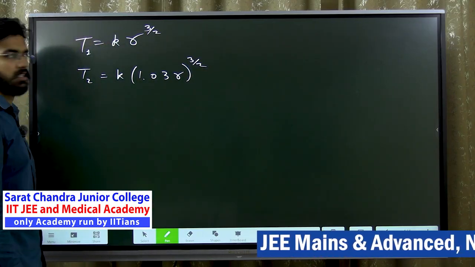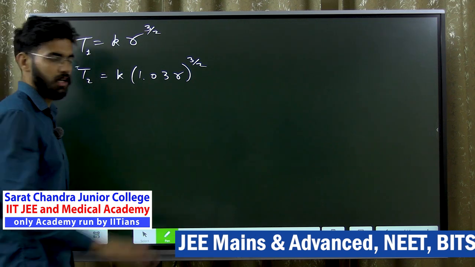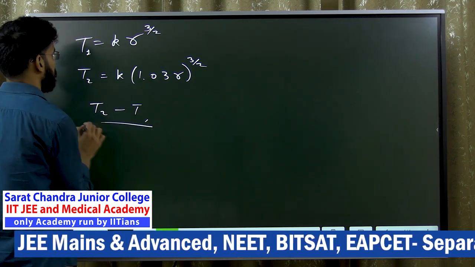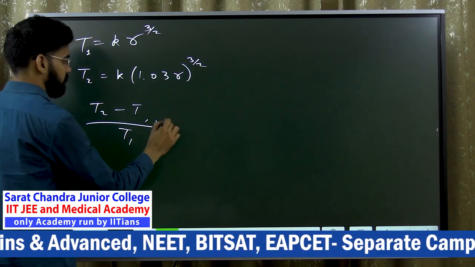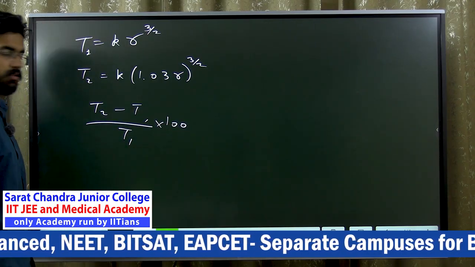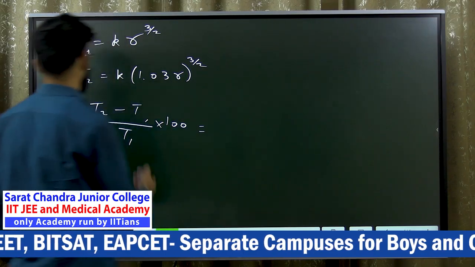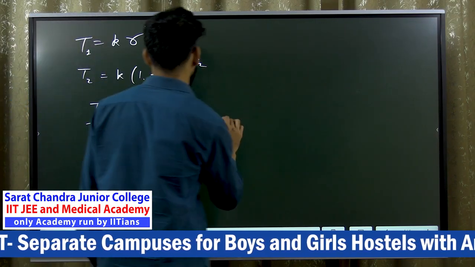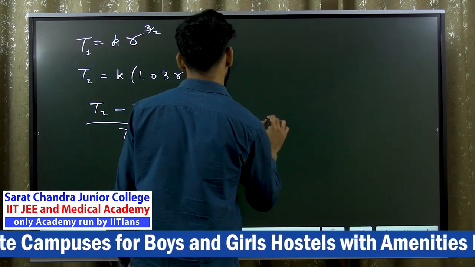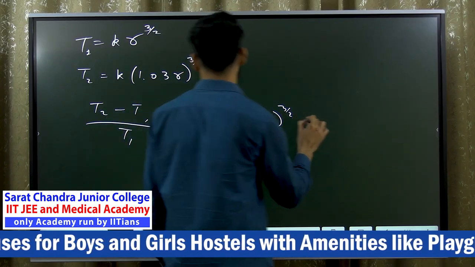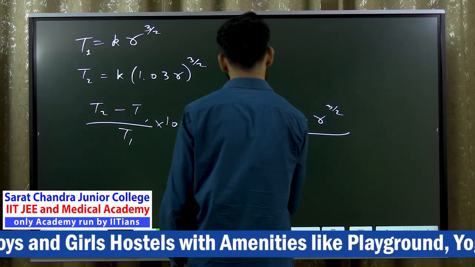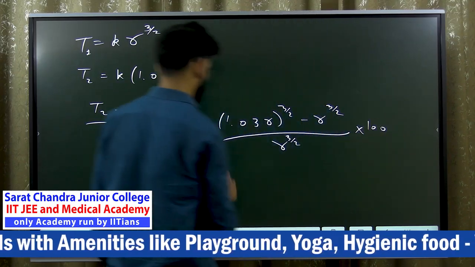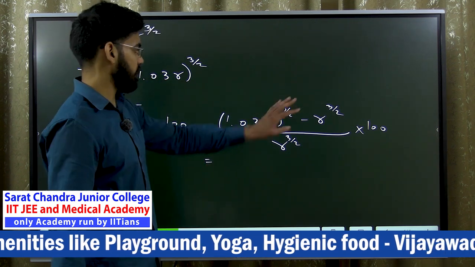Then he is saying percentage increment in the time period. You have to answer how much higher it is. So what you will do, T2 minus T1 divided by T1, this into 100. This is your percentage. K will get cancelled out, and you will have 1.03 r raised to power 3 by 2 minus r raised to power 3 by 2, divided by r raised to power 3 by 2, into 100.